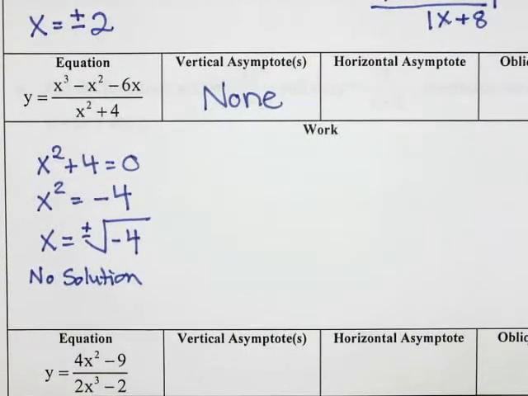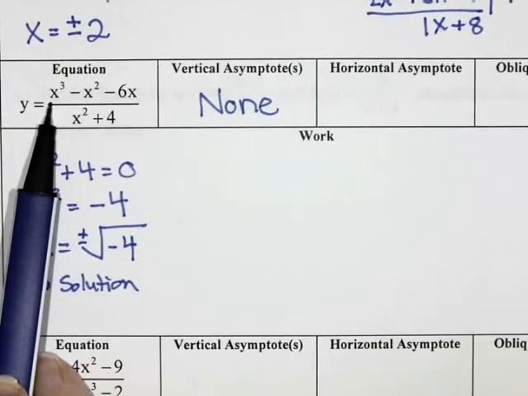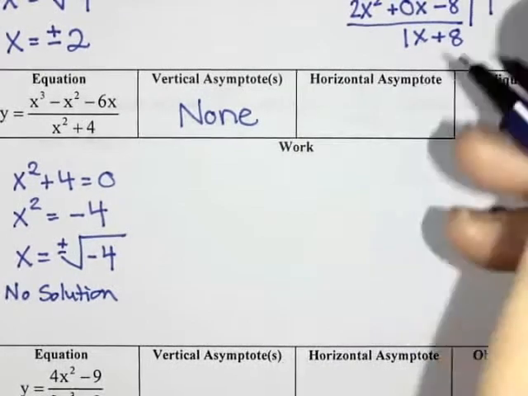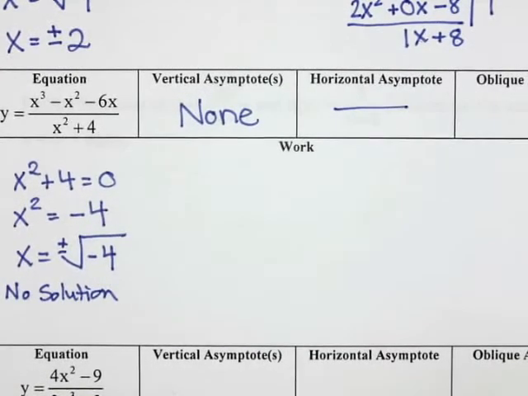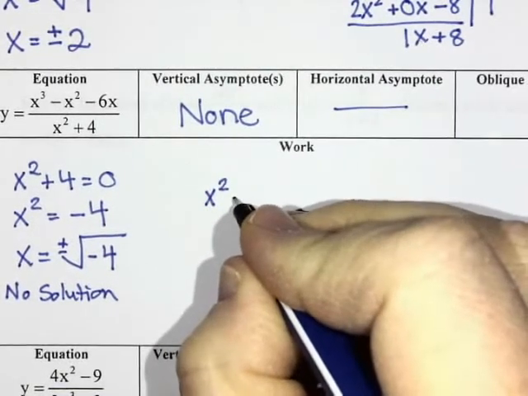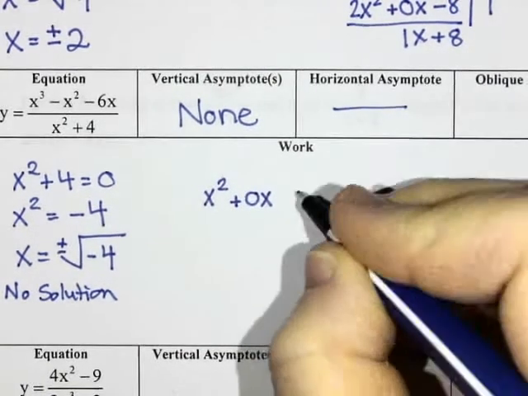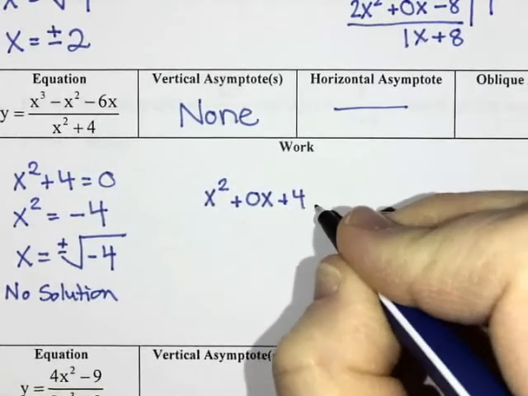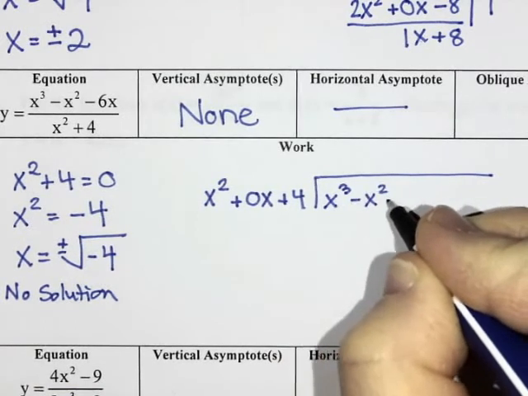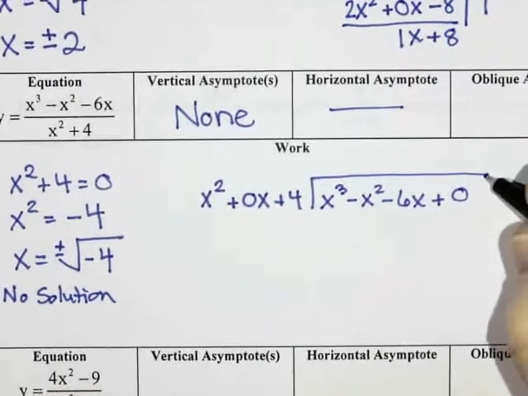Okay, when I go to do the horizontal and oblique, I can do a quick scan here. The degree on the top is bigger than the degree on the bottom, which means it's going to be oblique. So I know it's not horizontal. So I'm going to divide by x squared plus 4. Once again, that middle term is missing, so I'm going to put a 0x. I didn't color code it, I'm just writing it in blue. And then plus 4. How many times does that go into x cubed minus x squared minus 6x? And then I am going to put a plus 0 on the end since we don't have a number.